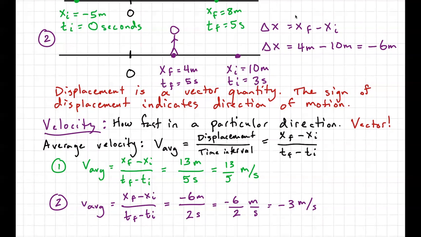All right, let's look at a couple other quantities. We're going to look at now distance. Okay, so distance is the length traveled on a specific path. This is a little bit different than displacement.